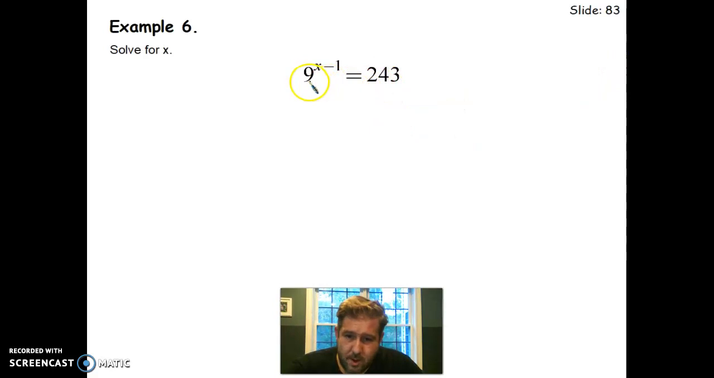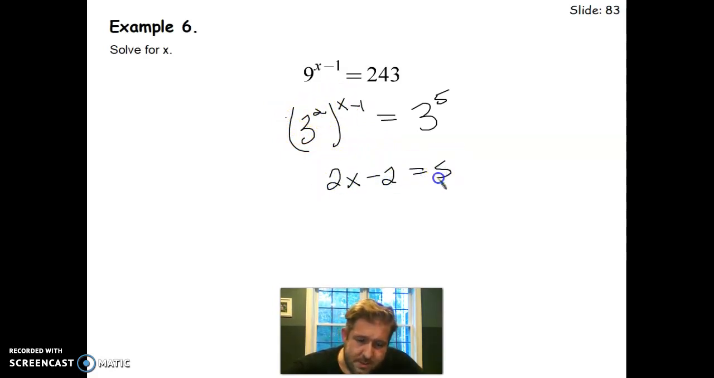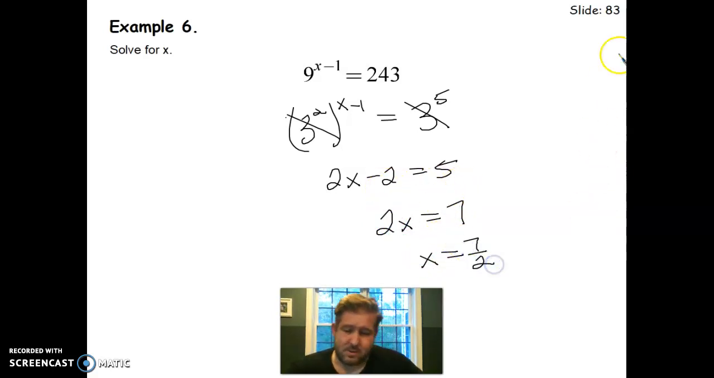All right, for the next one, once again, I don't think I can make 243 base 9, but I can make them both base 3. 3 squared is 9, to the x minus 1. 3, 9, 27, 81, 243. So 5th power, both base 3. So this is 2x minus 2, and this is 5, because the bases basically canceled out. Then you get 2x equals 7 when you add 2, and then divide both sides by 2, and it looks like your answer is 3½.